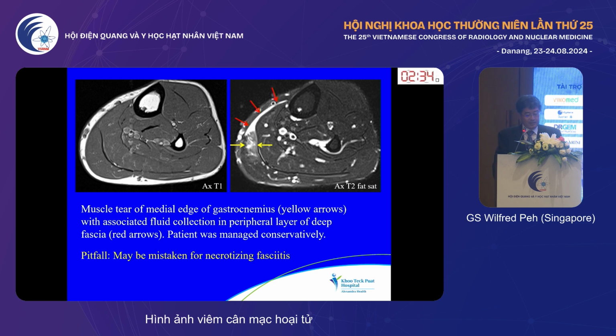Okay, this is a patient who, if you look at the right image, the T2 weighted image, it looks like there's a collection of fluid, a curvilinear collection of fluid. So this looks like necrotizing fasciitis, but this is a patient with injury, and the yellow arrow points to a tear in the gastrocnemius muscle, and that's just fluid tracking along the peripheral layer of the deep fascia from the area of tear. So it's just a muscle injury with fluid collection rather than necrotizing fasciitis.